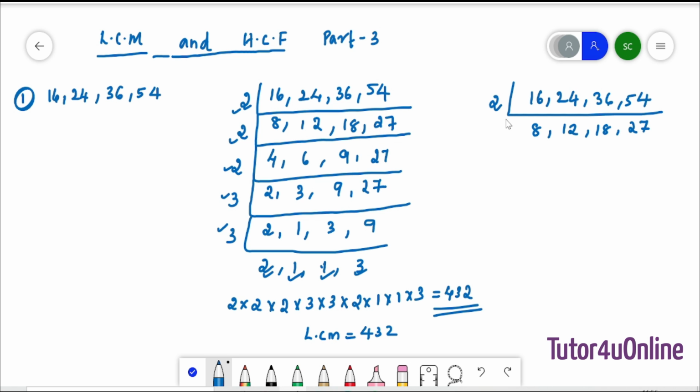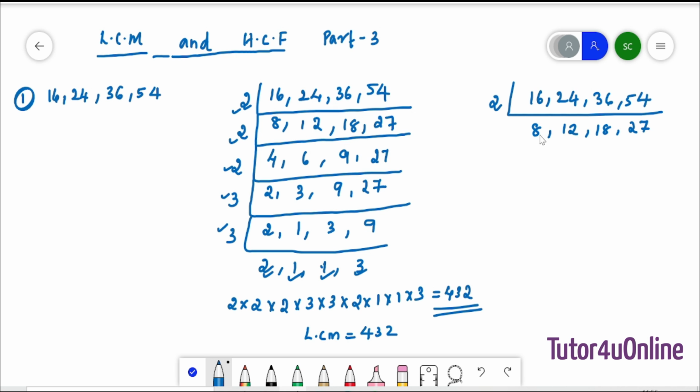Now again you see, 2 is a factor of 8, 12 and 18, but 2 is not a factor of 27. Take the number 3. 3 is a factor of 12, 18 and 27, but it's not a factor of 8. Take the number 4. 4 is a factor of 8 and 12, but 18 is not a multiple of 4, and 27 is also not.